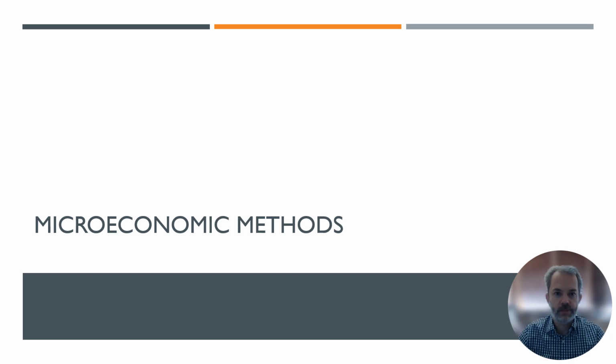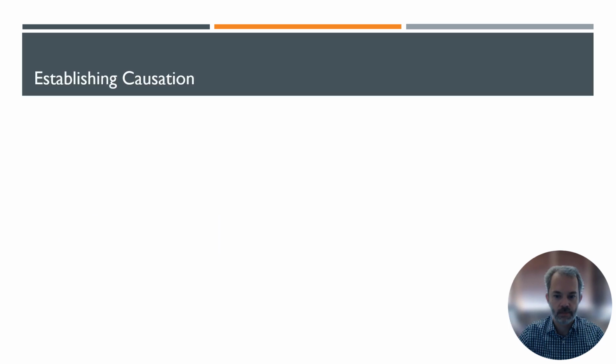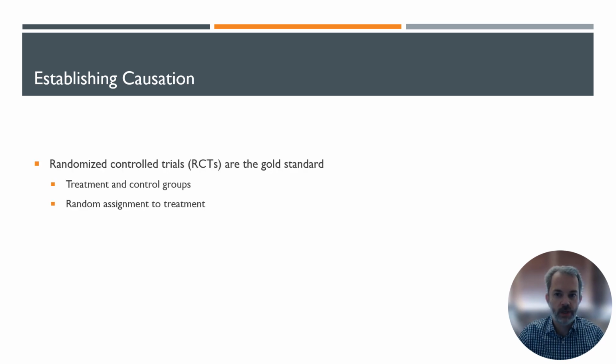In this video, we will discuss methods economists use to establish causal effects. Establishing a causal relationship between policy and an outcome is one of the most difficult tasks in social science. For at least 100 years, the gold standard approach to establishing causality is to use a randomized controlled trial, or an RCT. An RCT compares a treatment and a control group and randomizes people to one group or the other.